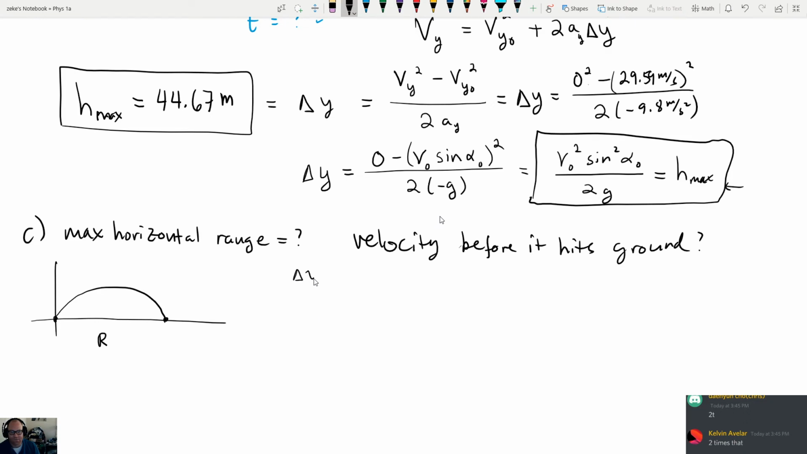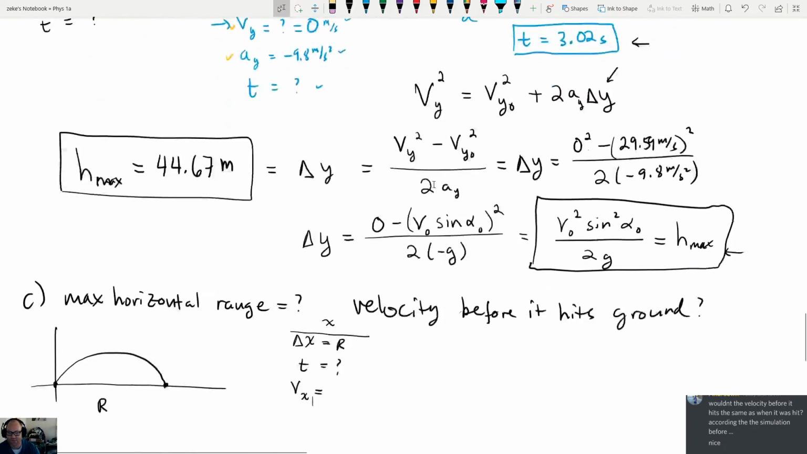So in this problem, we can once again split things up into x and y. Delta x is going to be the thing we're looking for, which is r. The time, let's just say we don't know what it is. Wouldn't the velocity before it hits be the same as when it was hit? Yeah, that's right, Andrew. Exactly. We're gonna prove that that's true with math. So we saw that it was true from the simulation. We want to prove it now. So delta r, we're just gonna call delta x. We're gonna call r. We're gonna assume we don't know the time, and the initial x velocity, well, that's still the same as it was before, right? Which was 22.22.